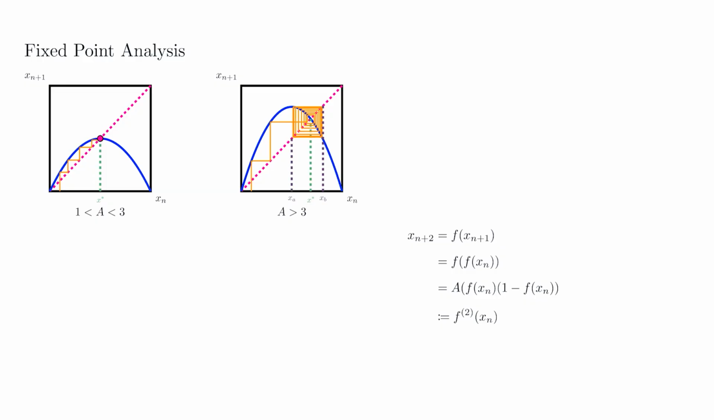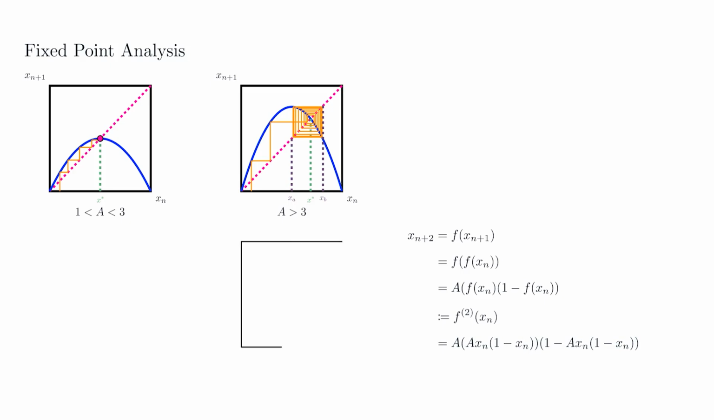If we plug in the actual value of the function itself into this equation, f of x was a xn times 1 minus xn, and then we take the function again. So if we want to write this out explicitly, this is equal to a times a xn (1 minus xn) times 1 minus a xn (1 minus xn).